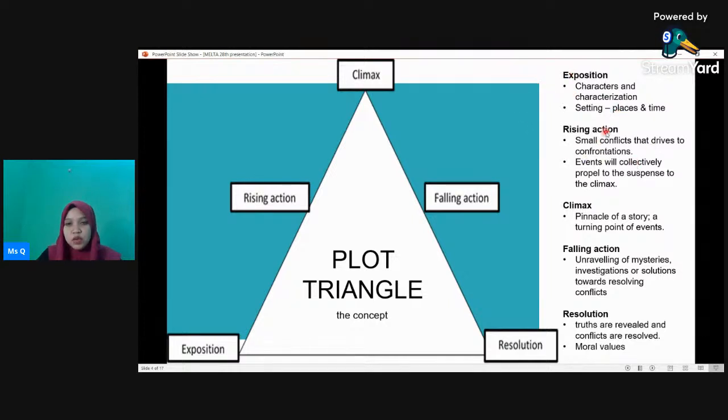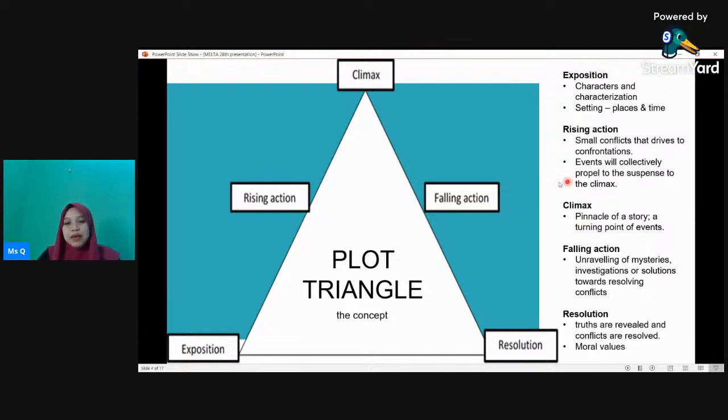After exposition, you can do rising action. Rising action is where small conflicts drive to confrontations, meaning this is where the climax should begin. This is not the climax, but the build-up to the climax begins here. There are small conflicts that you need to point out. After that, events will collectively propel to the suspense of the climax. So these small conflicts will propel to the suspense of the climax, and you can build up suspense here in the rising action.